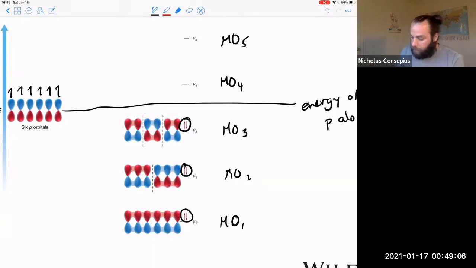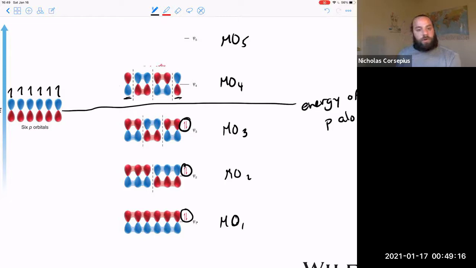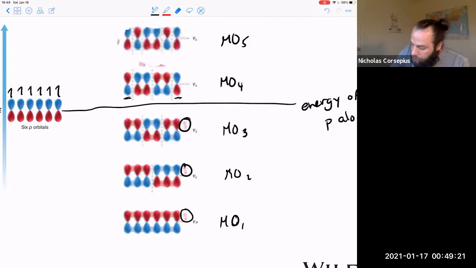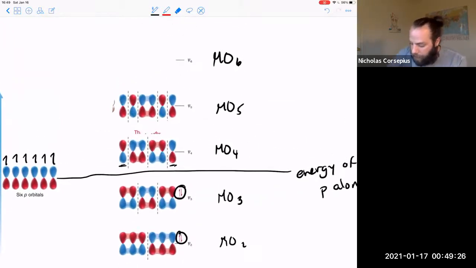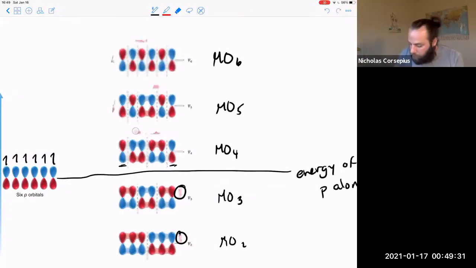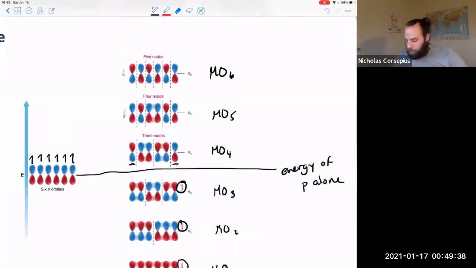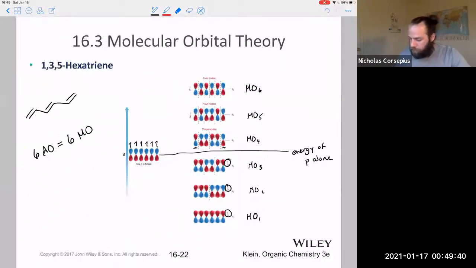So now I'm going to introduce another node. Notice that I'm going to chop the ends off so that I have my 2 ends that are out of phase with one another and kind of broken away from the group. Introduce another node, and then finally my highest molecular orbital, highest energy molecular orbital, is when I have 5 nodes. So every single one of those p orbitals are out of phase with one another. Okay.